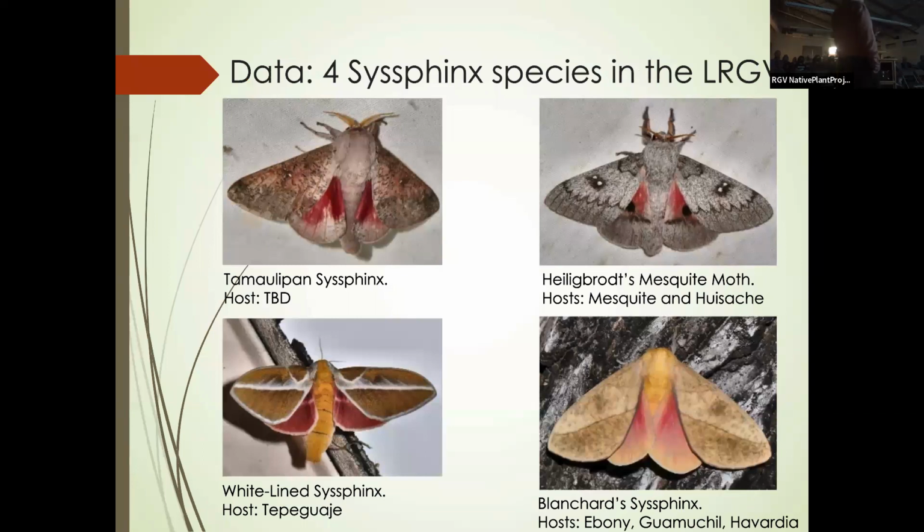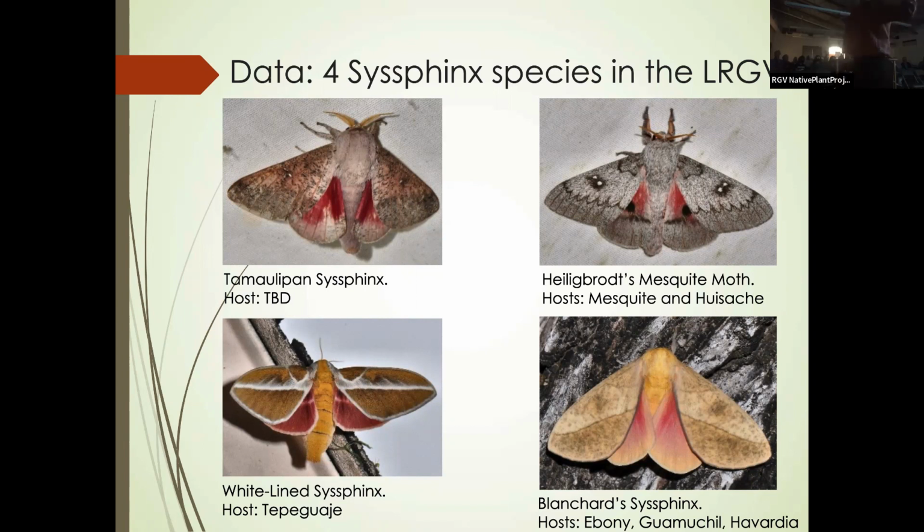We knew there were 3 other species. So the one on the top left is the one we're looking for. Top right, on BugGuide, it called it high-leg-brooch mesquite moth. I've heard it called honey mesquite moth also, but anyway, it's the mesquite moth. That one's pretty common out west. At the Palm Grove, you'll also see the white-line Syssphinx and Blanchard's Syssphinx.